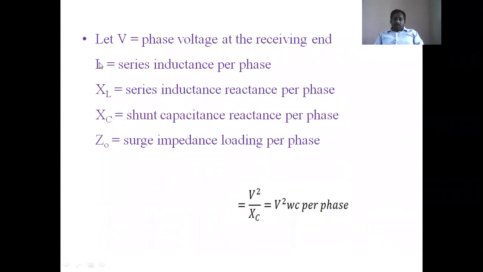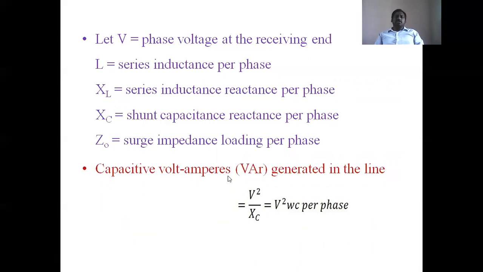Surge impedance loading. That load is called surge impedance loading. Now we will derive an expression for surge impedance loading. Let V be the phase voltage at the receiving end, L the series inductance per phase, XL the series inductive reactance per phase, XC the shunt capacitive reactance per phase, and Z0 the surge impedance per phase.